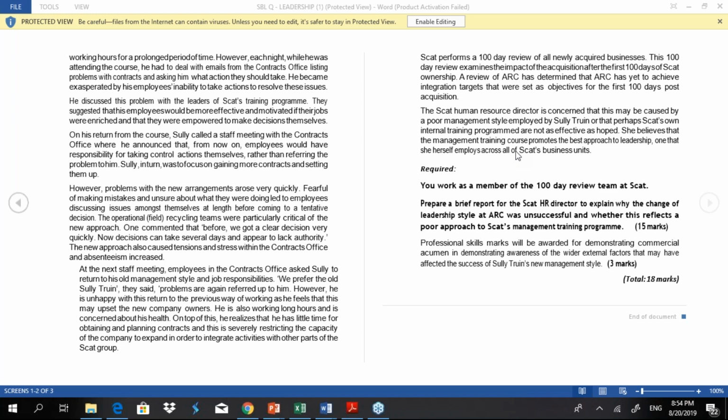Yes, and someone suggests that change should be gradual, especially in this case, where employees are used to working in a particular style for a long period. Yes, it has to be slow and gradual. Should Sully explain to employees that it's okay to make mistakes and they will learn from their mistakes? Yes.